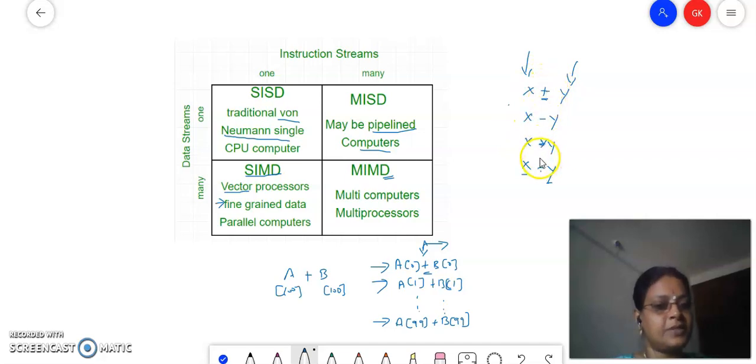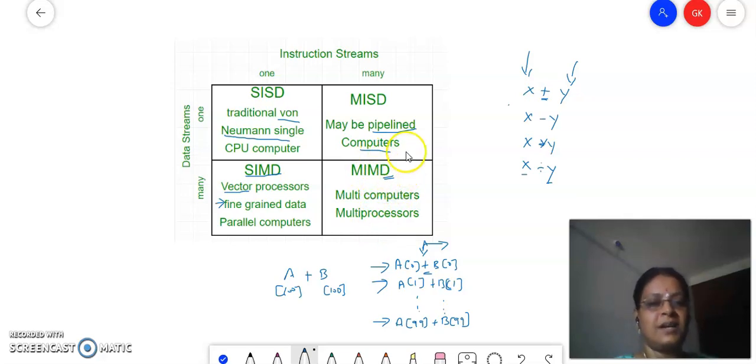So multiple operations are also to be performed, and they have to be performed on multiple data. So that is the model referred to as MIMD, and all the multi-computers and the multi-processor structures that we have may be able to support this MIMD classification.